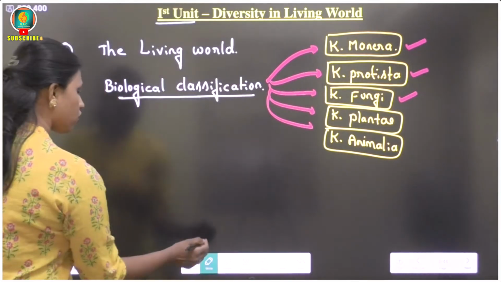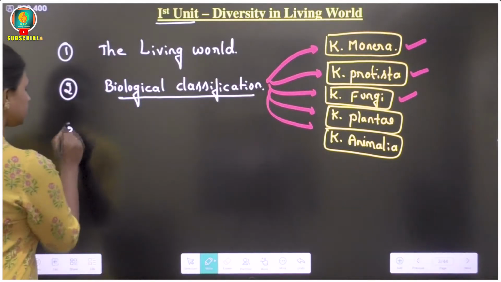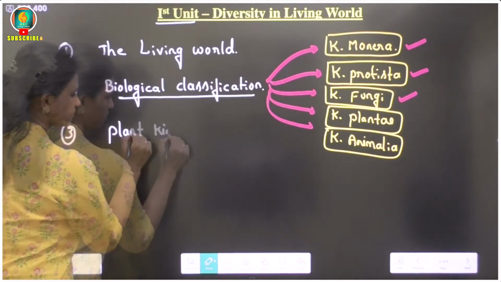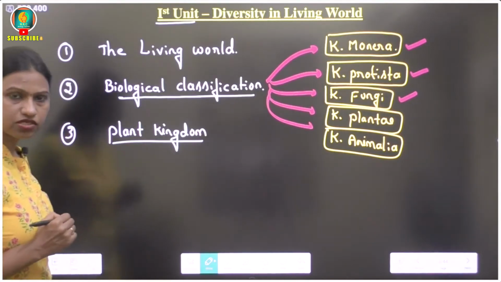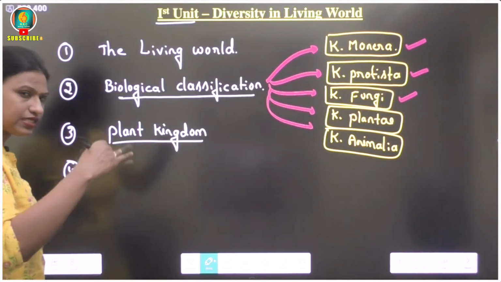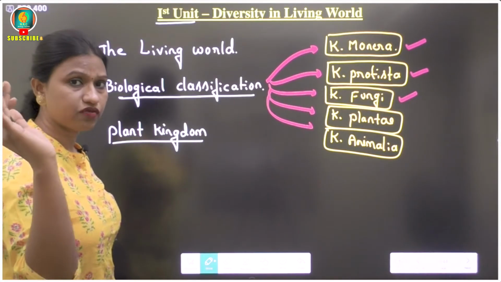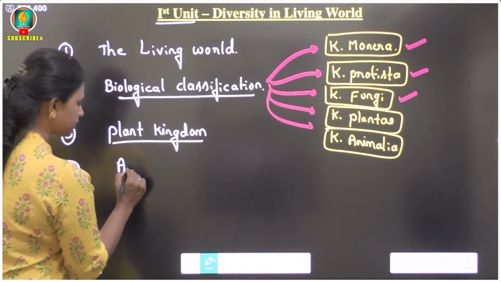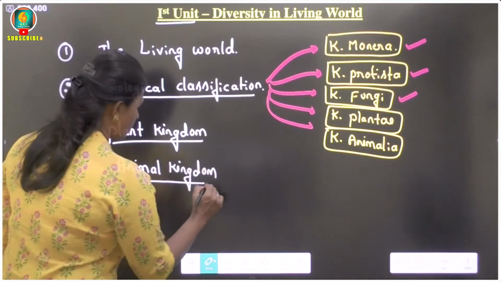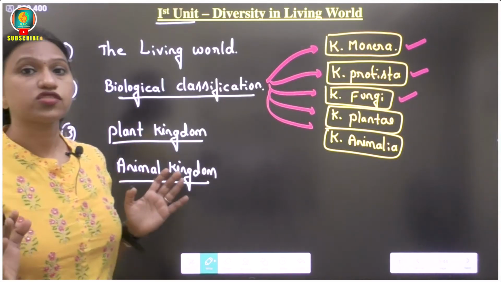Okay, so that is what the third chapter is about, plant kingdom. So we'll study in detail about all the plants which are present in nature. Like that, we'll study in detail about all the animals from invertebrates to vertebrates in the chapter called animal kingdom. So this is what the first unit is about.